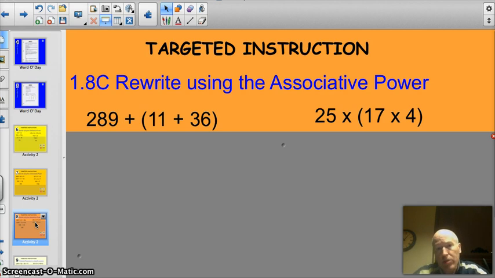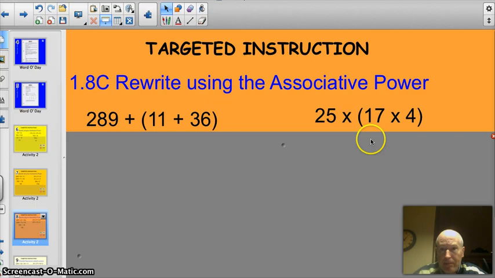Okay? Let's move on. 1.8c is the associative power. It allows me to group operations as long as in an expression they're all addition or all multiplication, like in these two examples. I can put those parentheses wherever I want. I don't have to start where they want me to. So in this expression, it's 11 plus 36, and in this one, it's 17 times 4. Go ahead and try rewriting them by moving the parentheses.